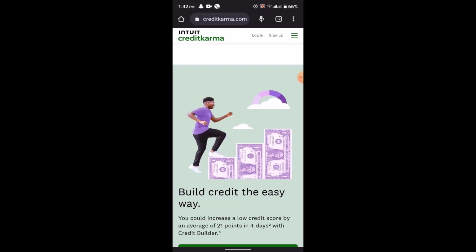Contact the lender responsible for the inquiry. This will update you with the outcome of the investigation once the procedure is completed. In this way, you can dispute hard inquiry on Credit Karma.